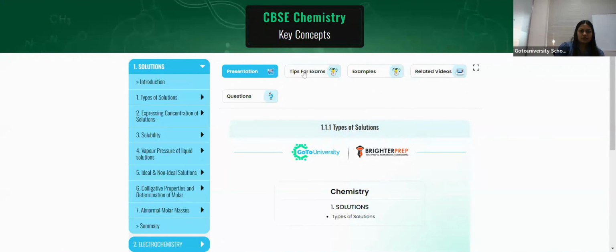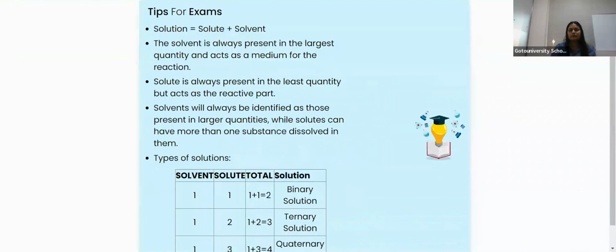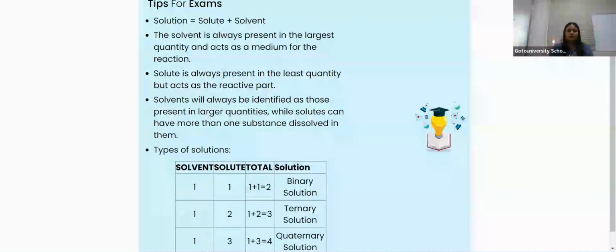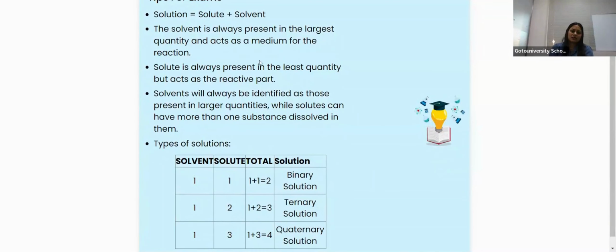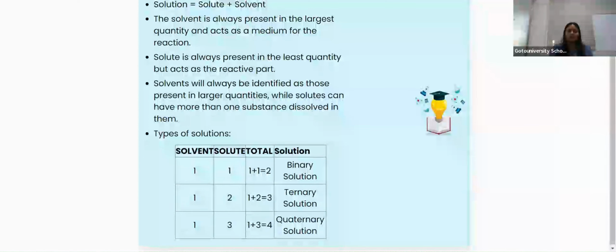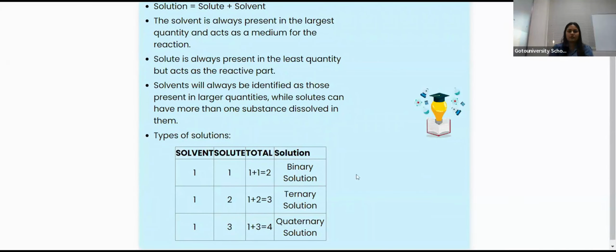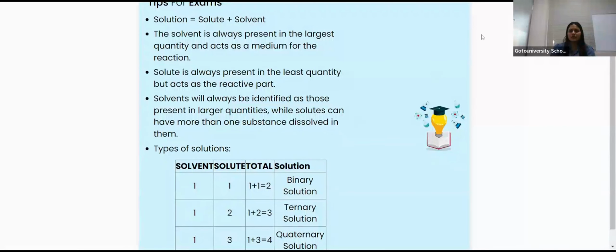Right, I'm sharing exam tips. All right, so I have shared here tips for exam for you to study, which is there for each subtopic. Okay, this is for solutions.